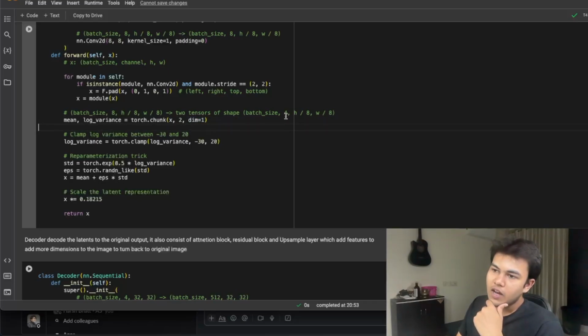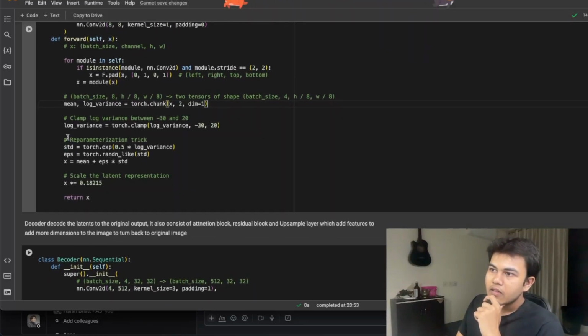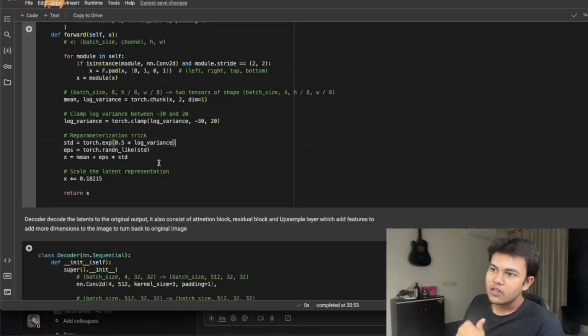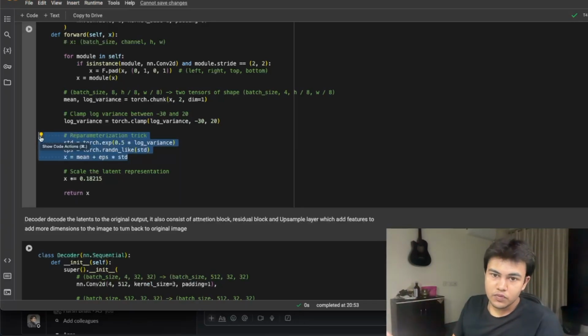So the channel is going to be halved, from 8 to 4, and this will be the same. So mean and log will have the same inner dimensions, which is h divided by 8 and w divided by 8. And then we are doing log. This is the log variance, not the variance, which we're going to clamp, and then we are doing the reparameterization technique, which is the process of generating the latent.